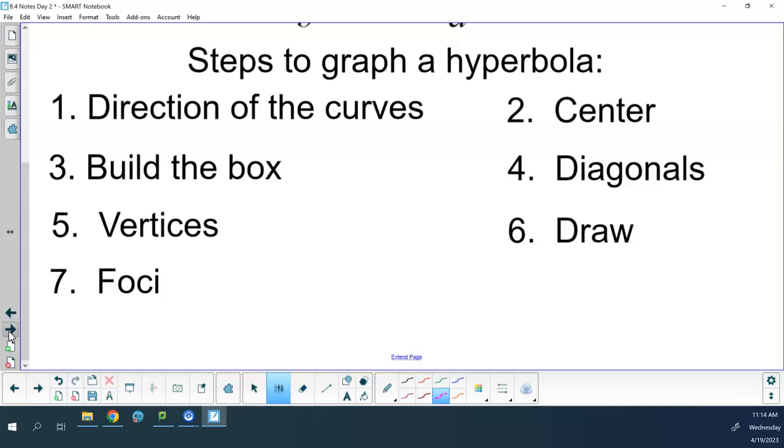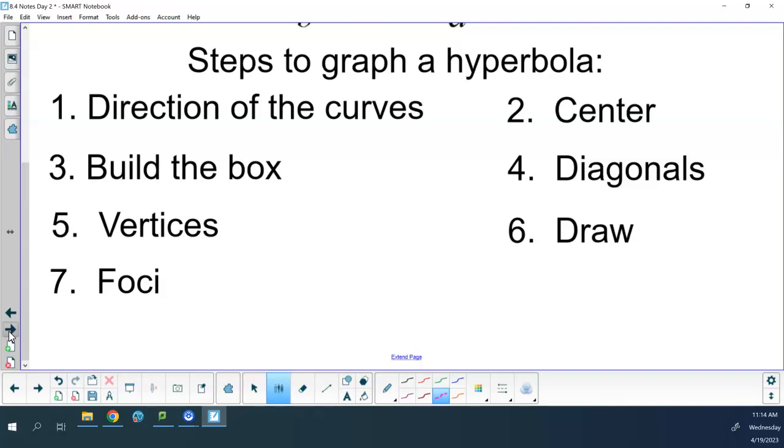Then next we find the vertices. The vertices are on the sides of the box that correspond with the direction of opening. So if it's an x squared minus y squared hyperbola, then that's left and right. So the vertices are on the left and right sides of the box. If it's y squared minus x squared, then it's up and down opening. So the vertices are up and down, top and bottom of the box.